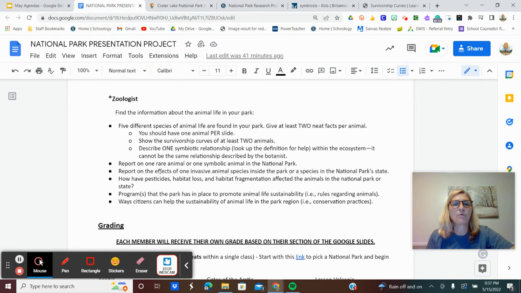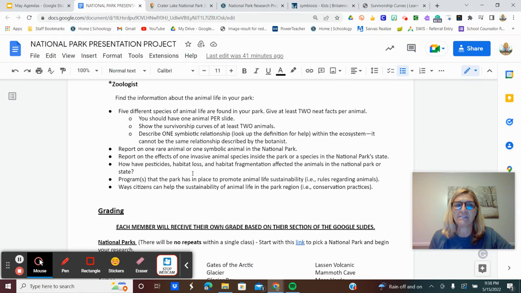Then you'll report on the effects of one invasive animal species inside the park or a species inside the national park state. So an invasive animal, remember I told you, like the house sparrow or the mute swan, they're birds that didn't originally live here, or animals that didn't really originally live in that park. And they've come in and they've taken the nesting sites, they've taken the food, they've taken the resources that belong to the native species. So we want to get rid of the invasive ones that are hurting the native species.